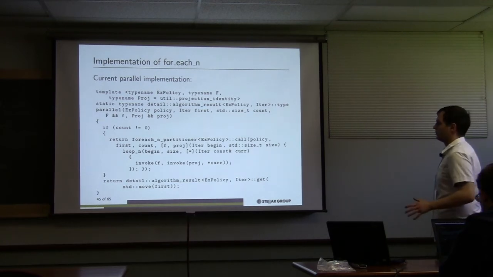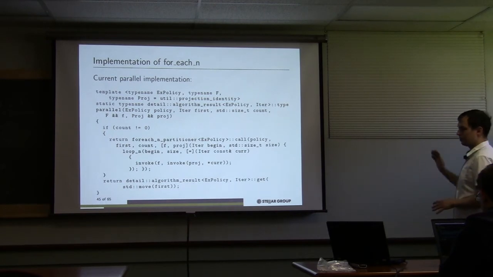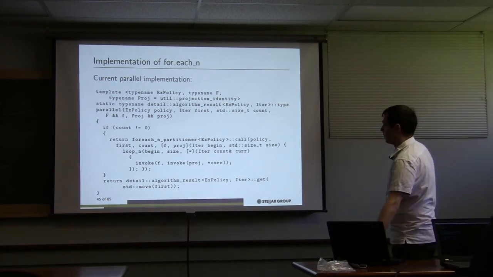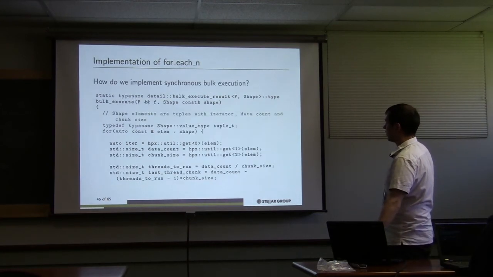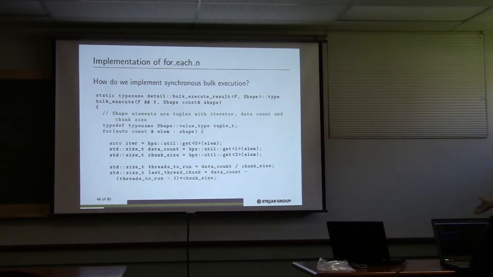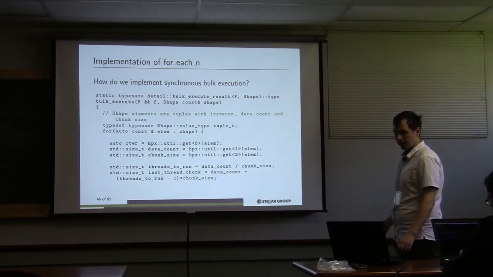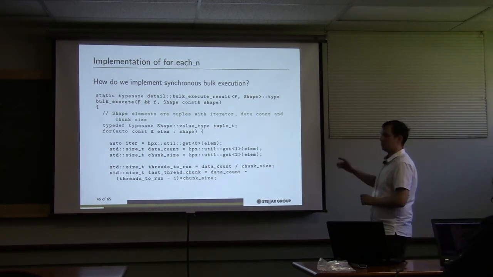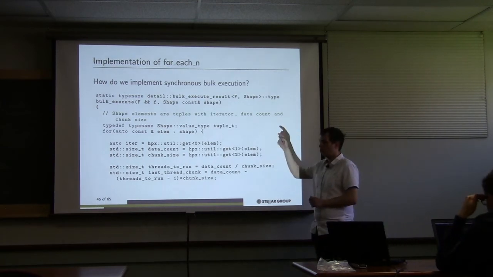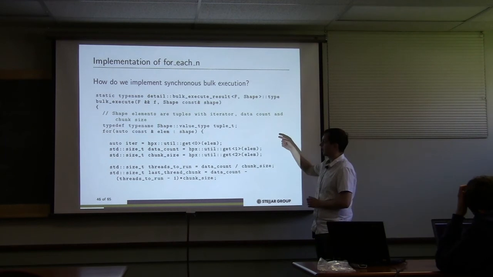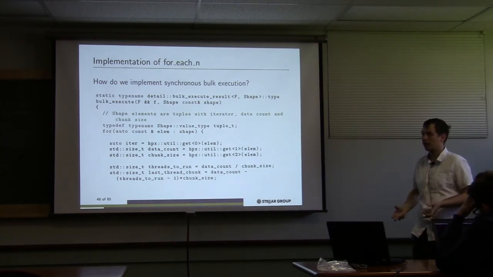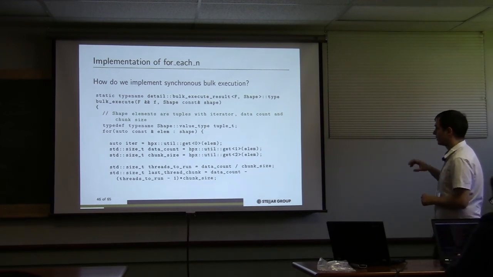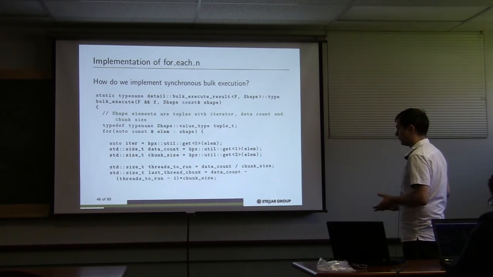Now I deprecated this implementation, and I have provided an implementation which works exactly with that parallel implementation of the algorithm. So we have to provide bulk_execute, which is a synchronous execution. The backend does some magic tricks, and we obtain a shape. Shape tells me the iterator with which I should start, the data count, and the chunk size. Chunk size is how much work should be done by one thread. Data count is how many threads I should create.